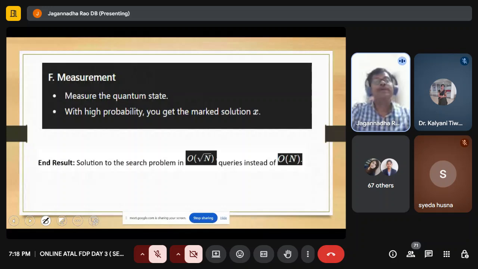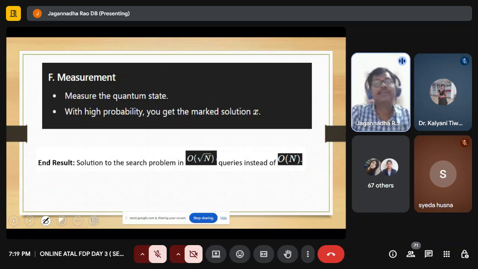What is the measurement for this? The measurement is measuring the quantum state. You measure the quantum state, and with high probability you get the marked solution, let it be x. So finally the solution you will get needs order of root n queries instead of order of n. Already 10 lakh means worst case 10 lakh, root of 10 lakh is your order for this result. This is about Grover's algorithm.